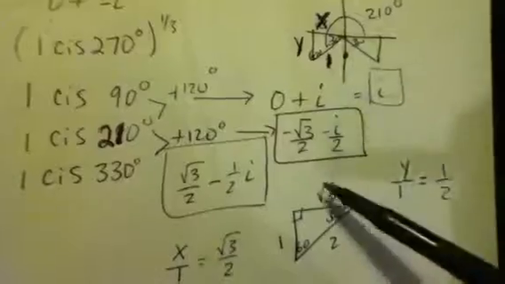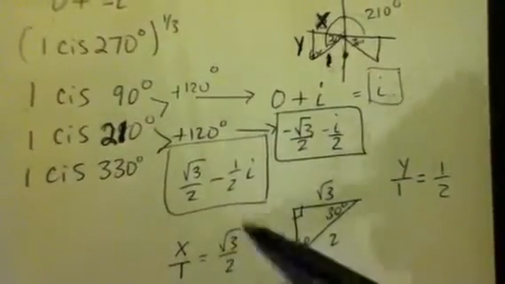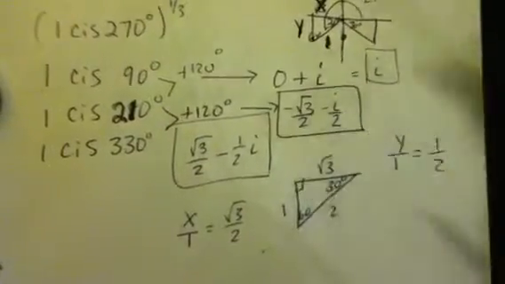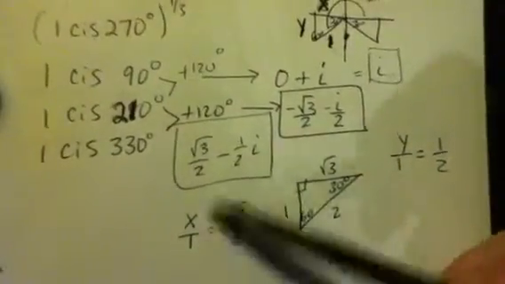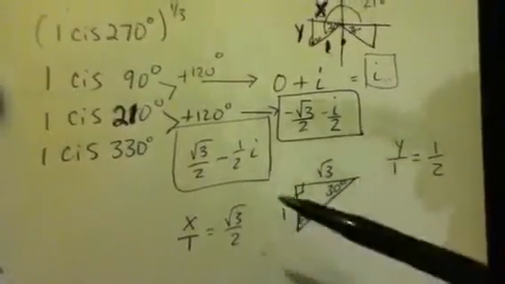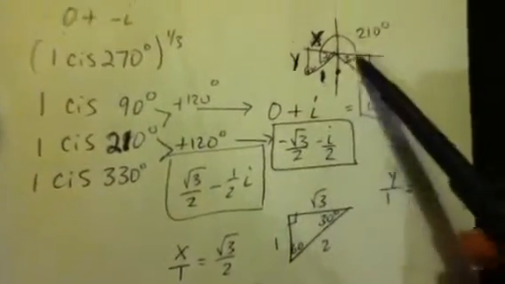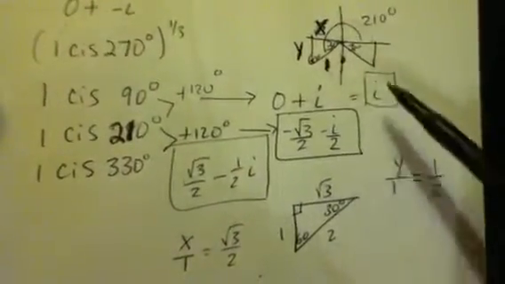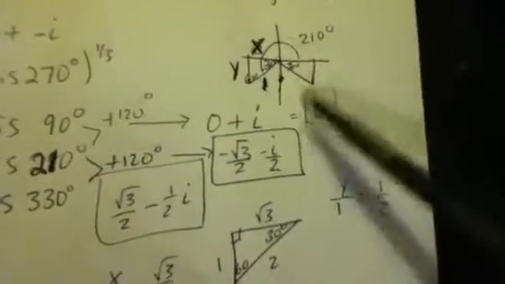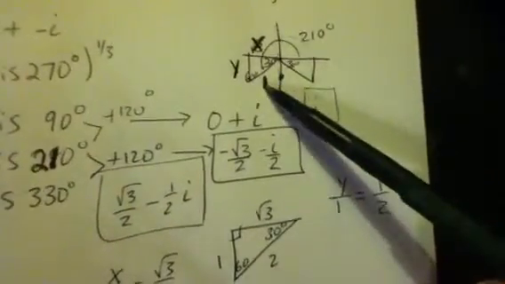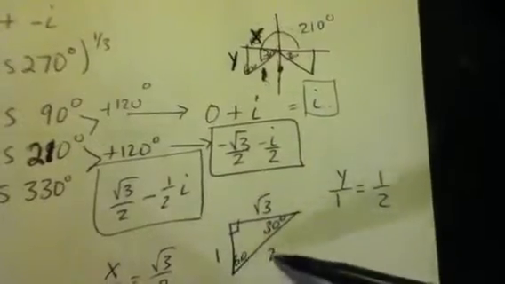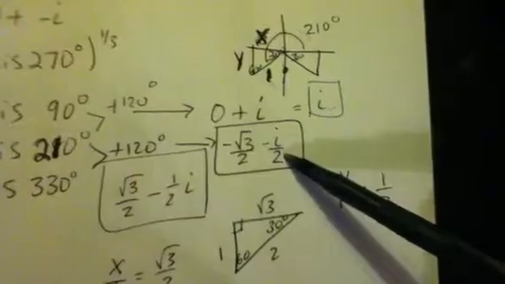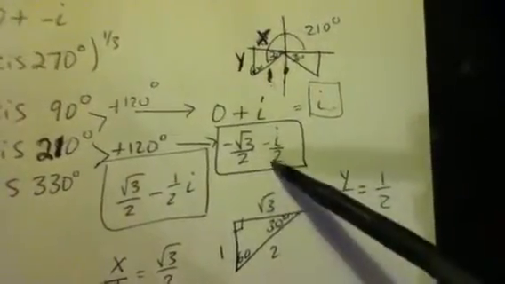So x is to 1 as root 3 is to 2, and then I do cross products. Well, I don't even have to do cross products, do I? x over 1 is just x, so x is root 3 over 2. But it's in quadrant 3, so it's negative root 3 over 2. And then the y is going to end up being a half, because y is to 1 as 1 is to 2. Well, y over 1 is a half, so that's where this one came from. It's in quadrant 3, so it's negative.